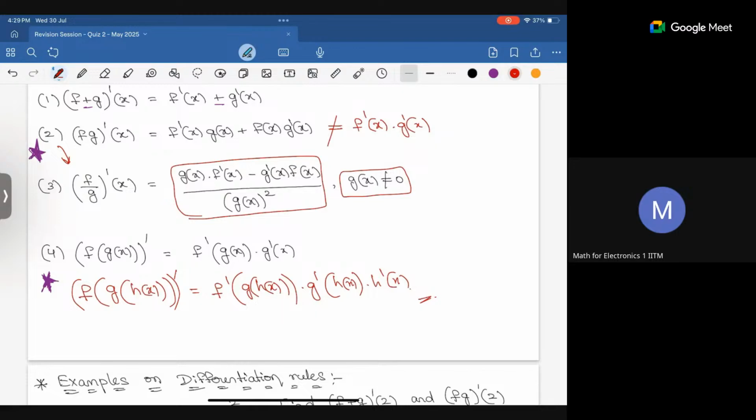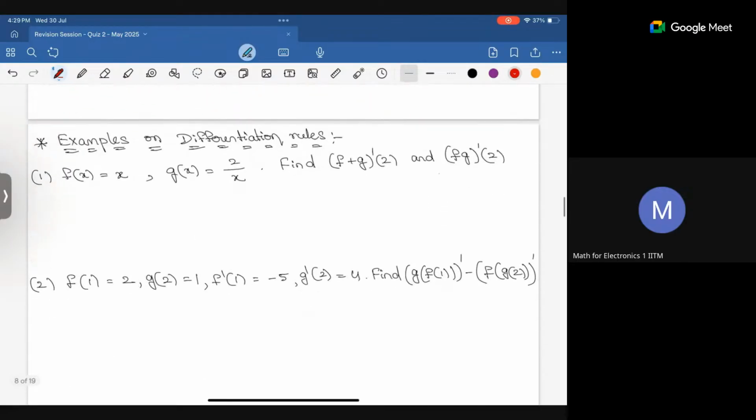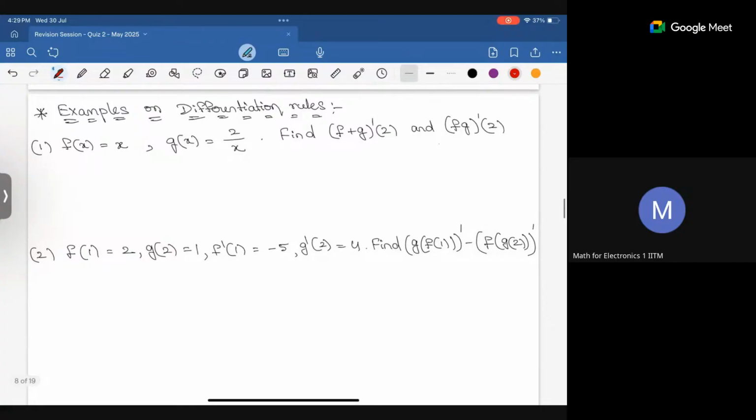Yeah, so the product rule and the chain rule are really important, and you can expect more problems related to that. Right, so those are slightly trickier. So therefore, you have to practice more and more problems around these properties. Okay, so let's do problems again. All right, so just on how to use these differentiation rules.